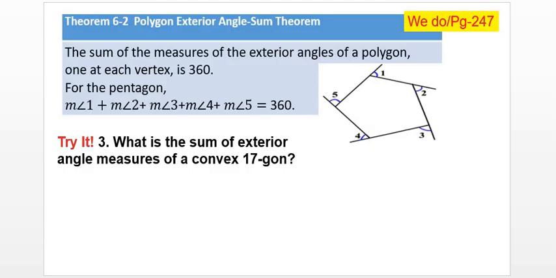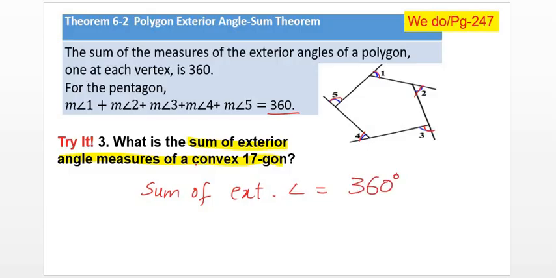It says the polygon exterior angle sum theorem, and it's very easy to understand that whenever we add all the exterior angles of any polygon, the sum is always 360. Whether it's a pentagon, a hexagon, a 17-sided shape, or a 12-sided shape, there is nothing to solve whenever they ask you to find the sum of the exterior angles. It will always be 360 degrees.